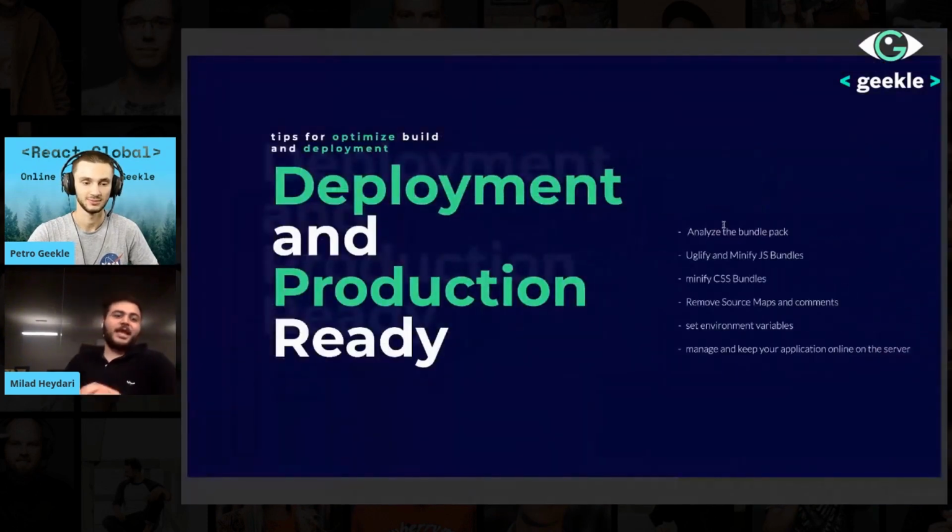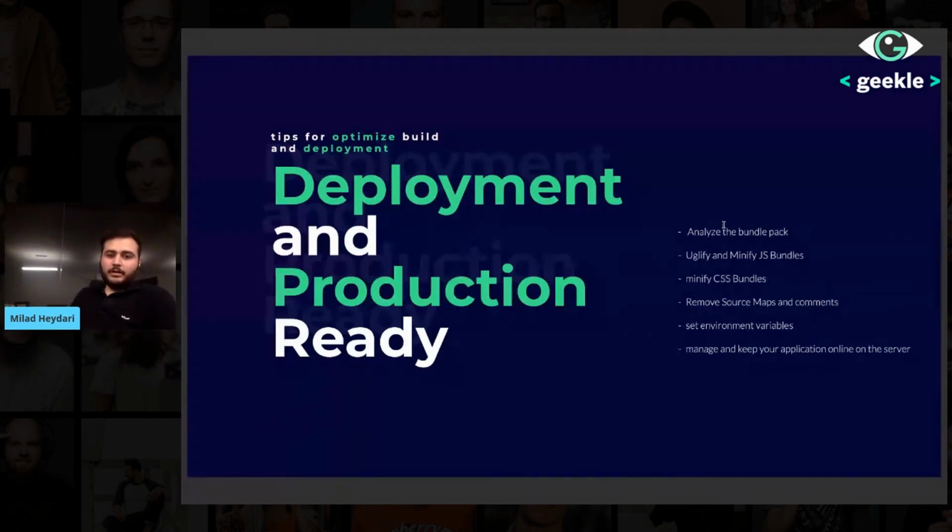Thank you. Okay. The following thing, in this part, I'm going to show you some tricks about getting the best production-ready code and deployment flow. In this topic, I want to talk about analyzing the bundle package, uglify and minify JS bundles, minify CSS bundles, remove source map and comments, and then set environment variables and keep your application online on the server.